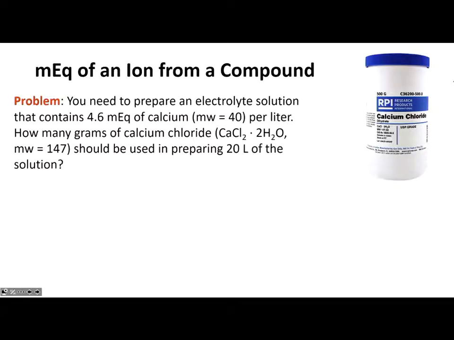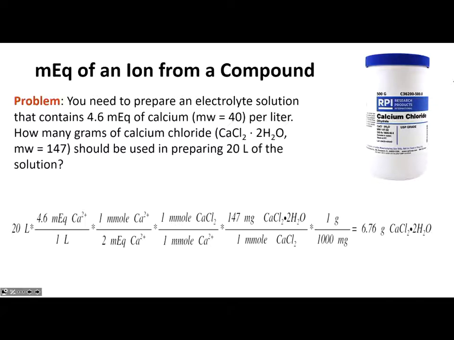Where would we start? Well, we're trying to know how much to prepare. How much? What volume? 20 liters. Let's start with the volume we're trying to prepare. So I would start with the 20 liters, and that's where that comes from, 20 liters down here, times its concentration. And we were told that we want 4.6 milliequivalents per liter. So that's where that comes from. So let's take 20 liters times 4.6 milliequivalents per liter. My liters cancel, and now I'm in milliequivalents of calcium. Okay? But I want to get to weight.